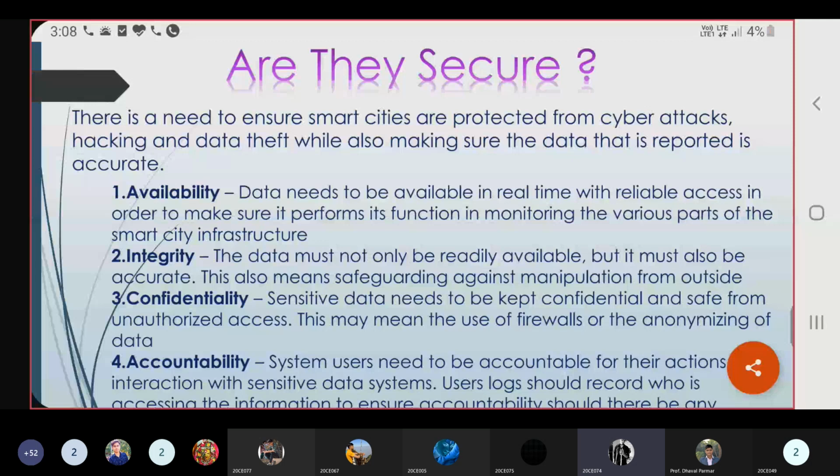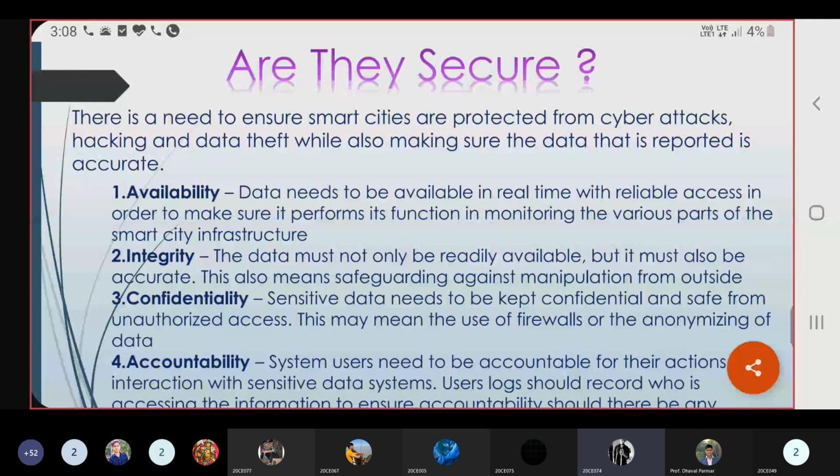Second is integrity. The data must not only be readily available, but it must also be accurate. This also means safeguarding against manipulation from outside. Third is confidentiality. Sensitive data needs to be kept confidential and safe from unauthorized access. This may mean the use of firewalls or the anonymizing of data.